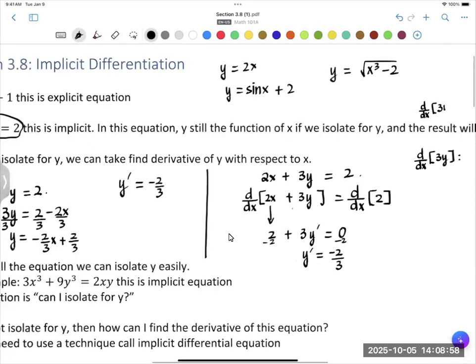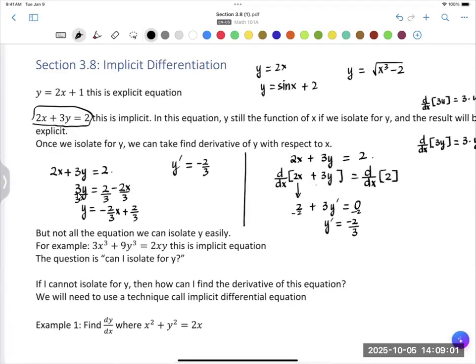Now compare our solutions for both of them. In this one, we solved for y and took the derivative, and we have y prime equals negative 2 over 3. On the right-hand side, we took the derivative implicitly and we also got negative 2 over 3. So this tells you that when you take the derivative implicitly, as long as you apply the correct techniques, you will get the same result as the explicit method. This is one of the techniques for finding the derivative if you have an equation that is difficult to isolate for y.